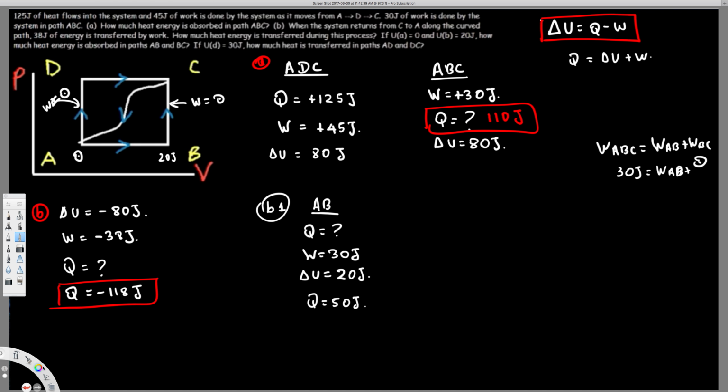Right? So we have this one right here. Then they are asking for the BC right here. So let's see how we can find that one.